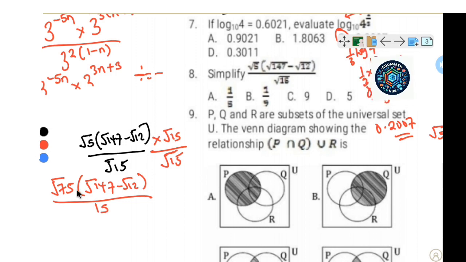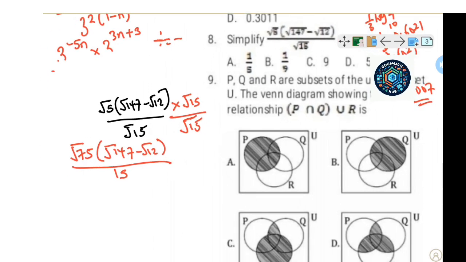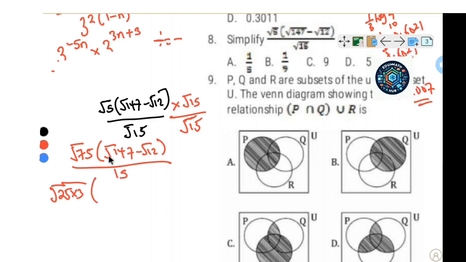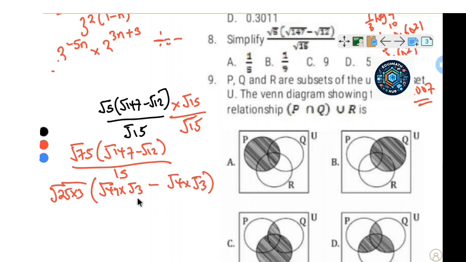You have to break these surds to their basic forms. So make sure one of the factors has a square root. If you do that, 75 will give you 25 times 3. So 75 will be square root of 25 times 3. Then you open your bracket. This is 49 times 3, that's 7 times 7 times 3. So this is square root of 49 times square root of 3. Then your 12 is square root of 4 times square root of 3. Then don't forget at the bottom part you have 15.